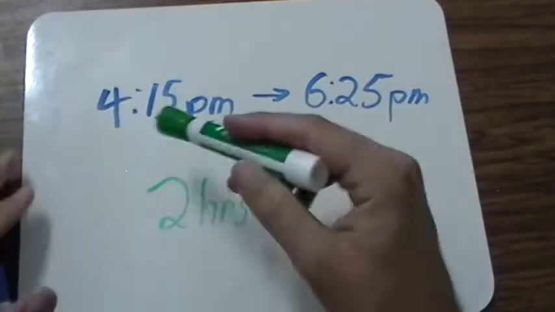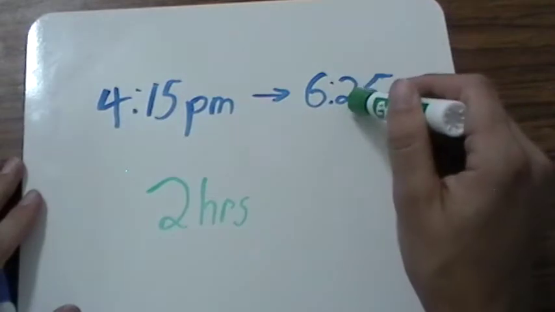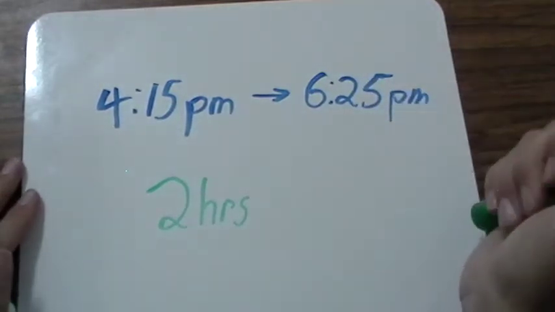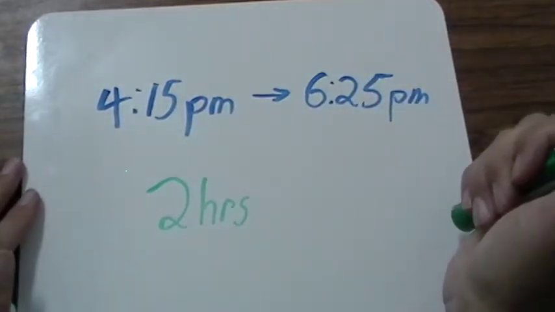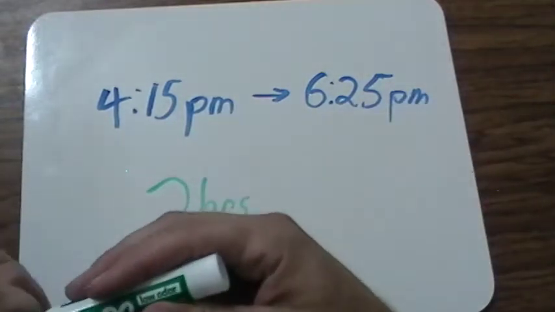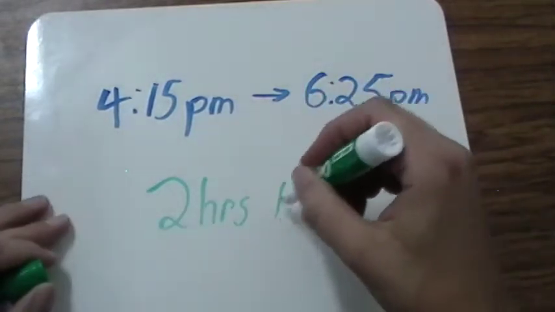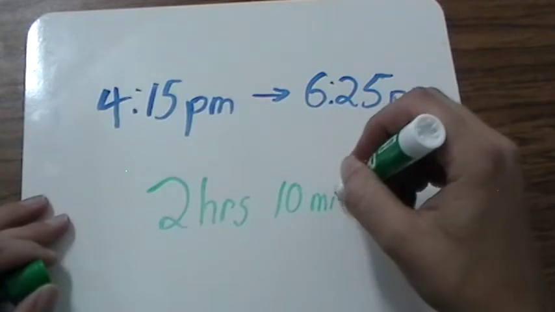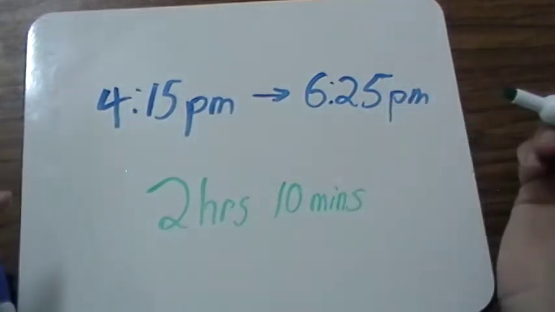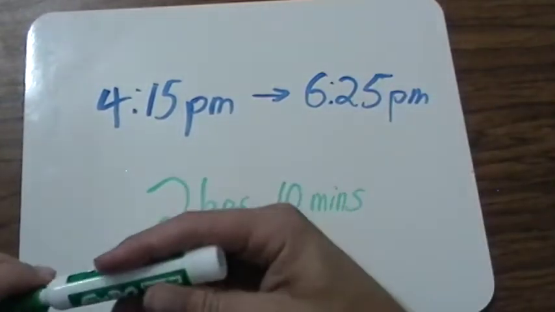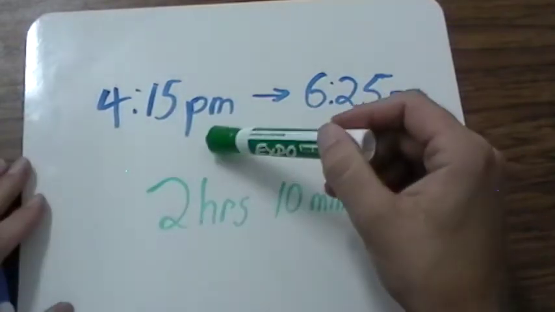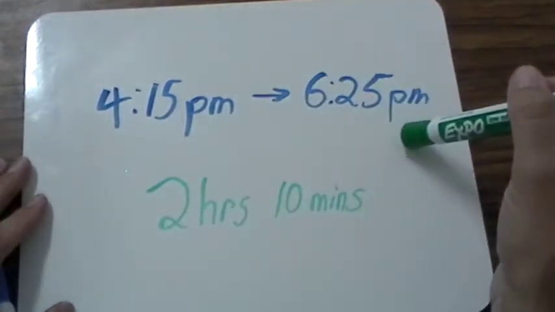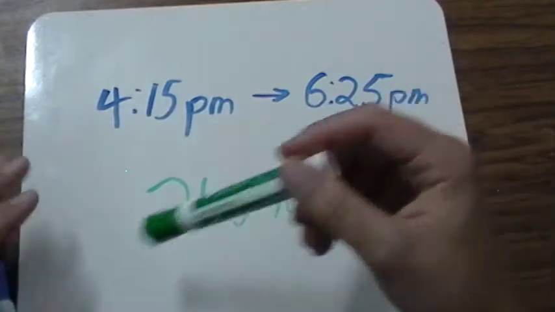Now I count the difference between minutes. 15 minutes to 25 minutes. Well, what's the difference between 15 and 25? 10 minutes, which we represent with MINS. So if you left your house at 4:15, got to where you're going at 6:25, you were driving for 2 hours and 10 minutes.